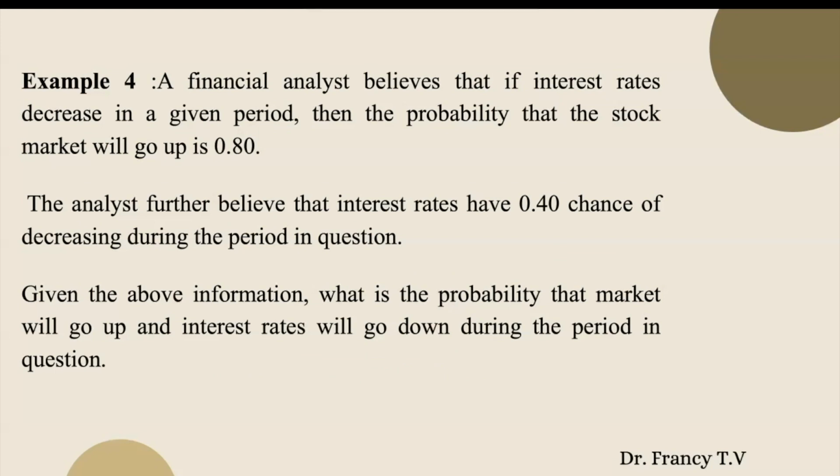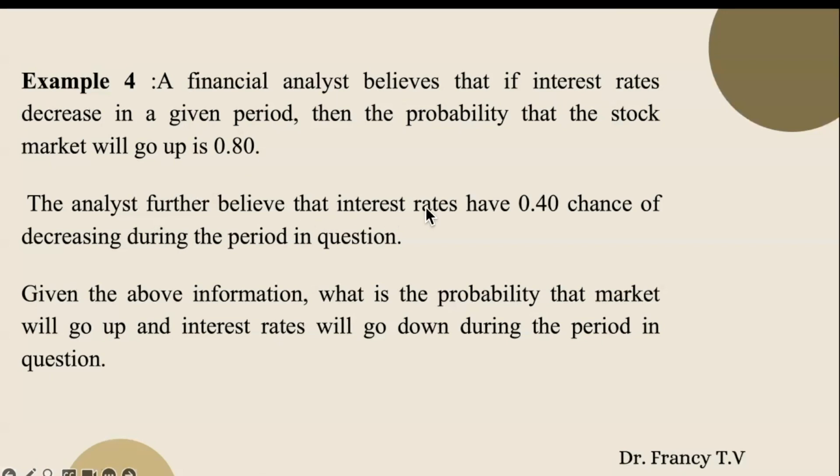Let us go to the final example. A financial analyst believes that if interest rates decrease in a given period, then the probability that the stock market will go up is 0.80. The analyst further believes that interest rates have a 0.40 chance of decreasing during the period in question. Given the above information, what is the probability that the stock market will go up and interest rate will go down during the period in question?